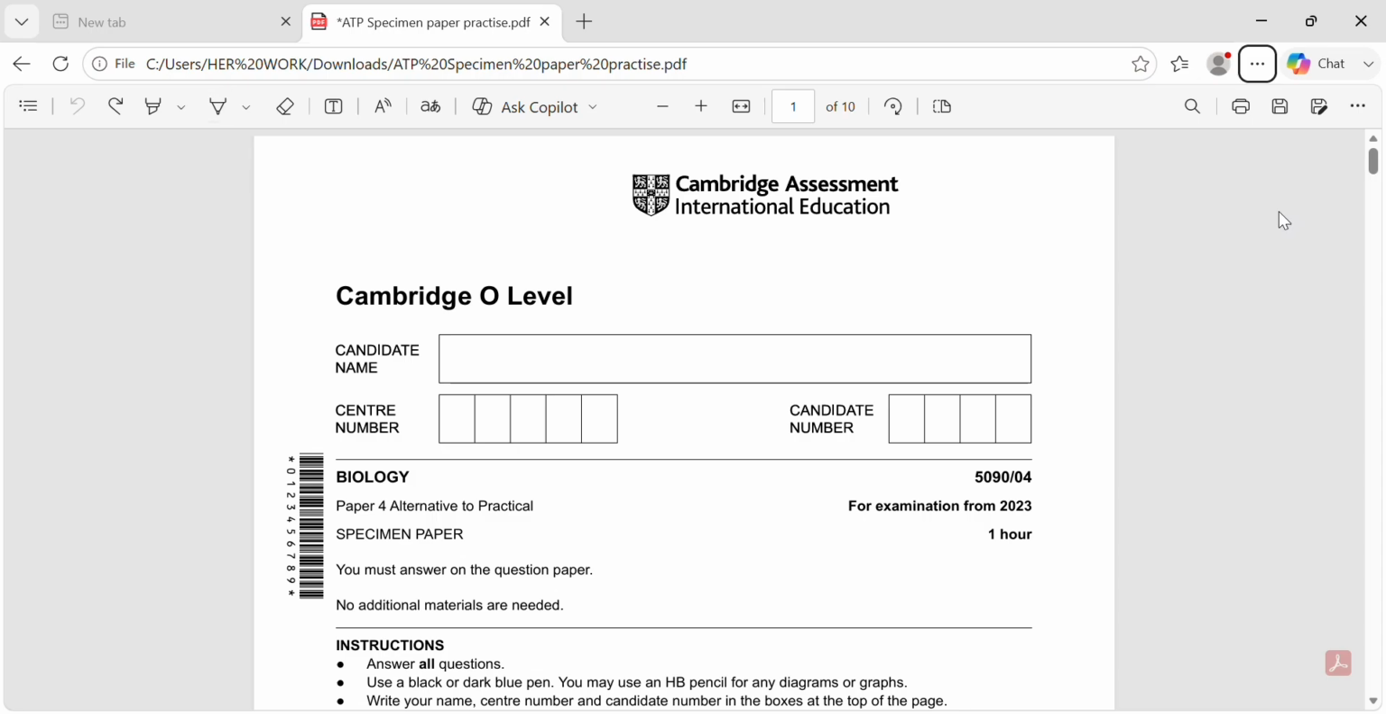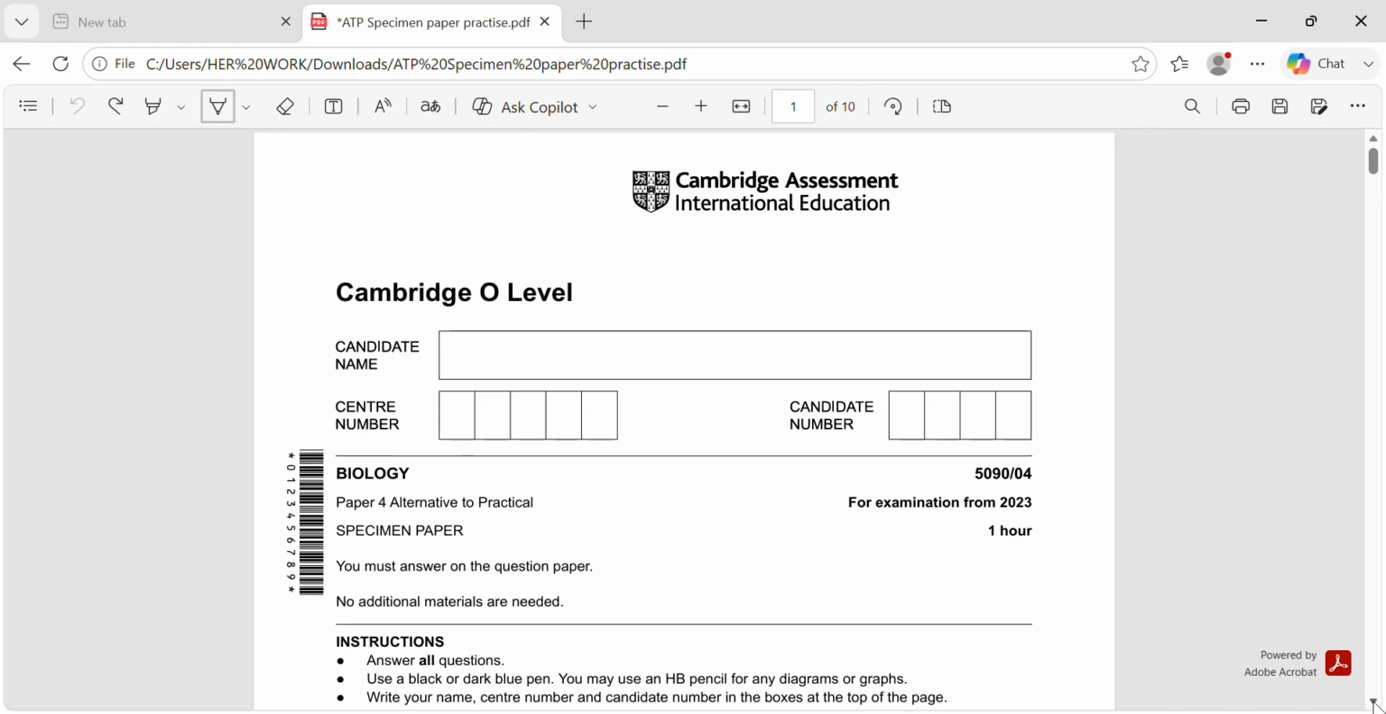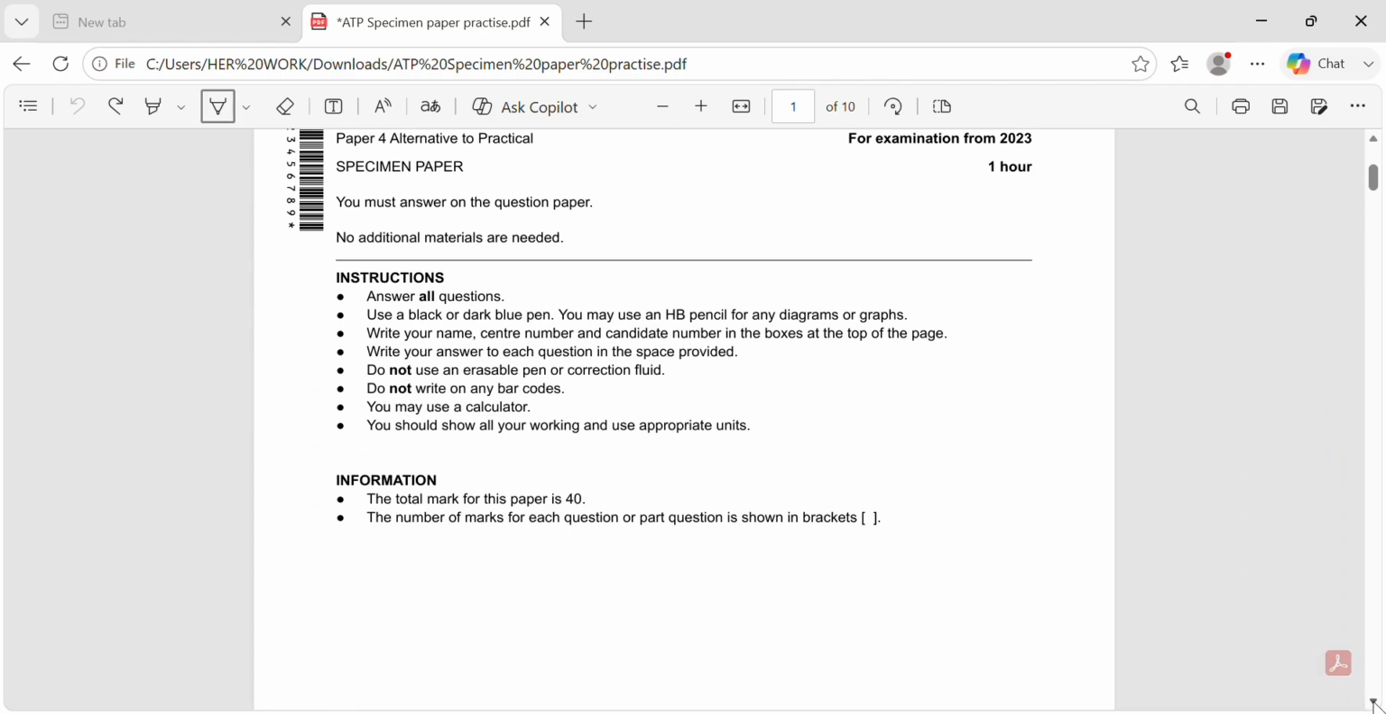So, we'll now simply practice a specimen paper from 2023 to strengthen our preparation and make sure we haven't missed anything from the ATP paper or the newer question styles. Remember, question patterns may change over time, but the concepts they test always come from the syllabus you've already covered. So, there's nothing to worry about.